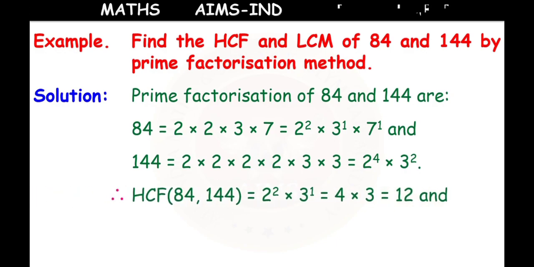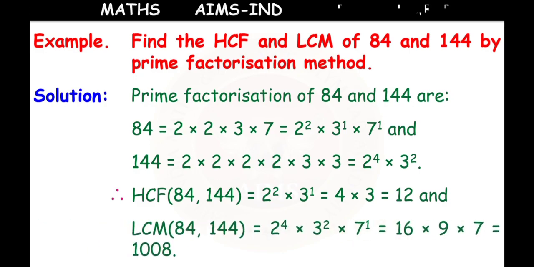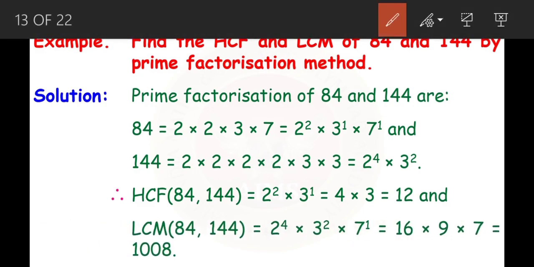So for HCF, what do we have to do? We have to take the prime number with the least exponent. So here, what is the least exponent? Here 2 square is there, here 2 power 4 is there. Which one is least? 2 square is least. Here 3 power 1 is there, 3 square is there. Which is least? 3 power 1 is least.